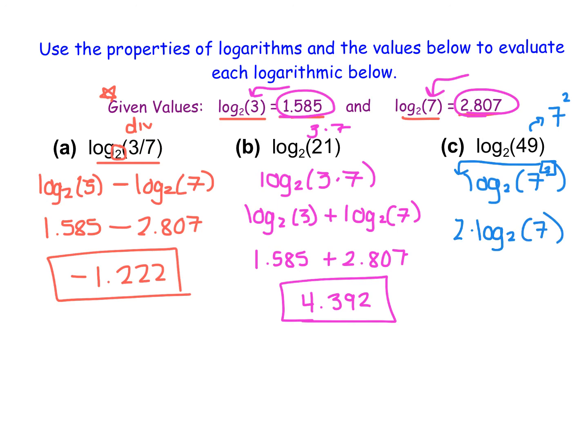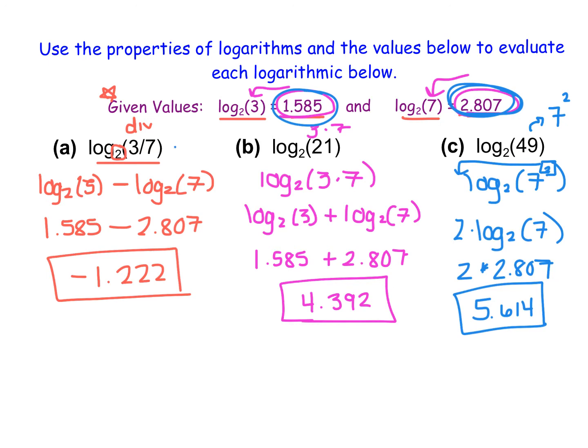And now, as a result, I can evaluate this because I just have 2 times whatever log base 2 of 7 is, which in this case I was given is 2.807. So I have 2 times 2.807, and if I multiply those together, I end up with a value of 5.614. So just by utilizing those logarithm properties and approximate values, we were able to simplify all 3 of these logarithmic expressions.